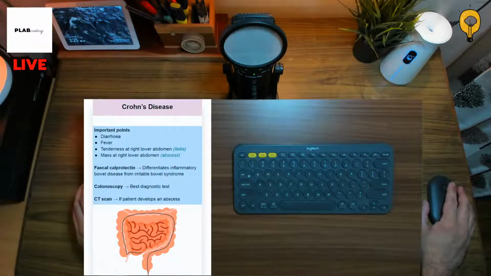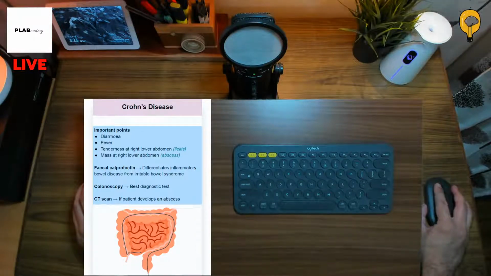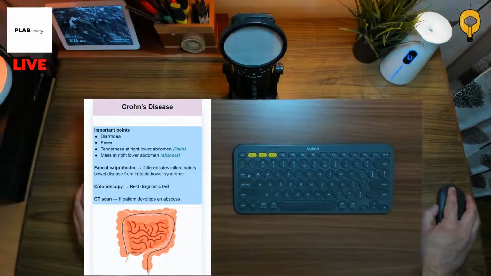Colonoscopy is the best diagnostic test for Crohn's disease. Fecal calprotectin helps in differentiating between inflammatory bowel disease and irritable bowel syndrome. CT scan can be used if the patient develops an abscess.